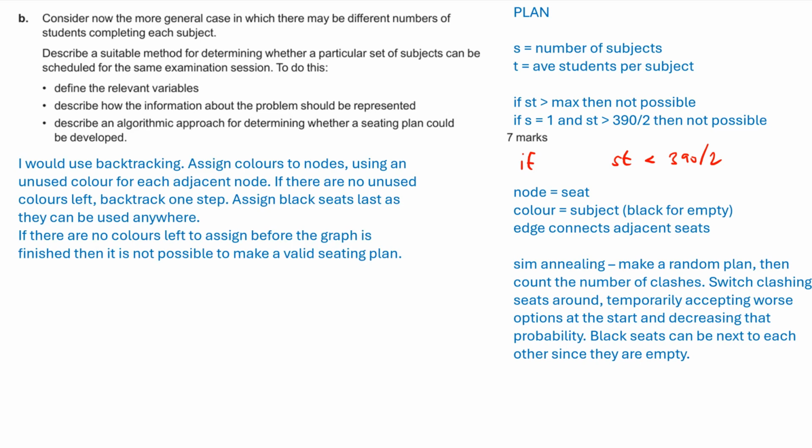So I decided in the end, in my final answer, I would use all this stuff. So I'd probably get rid of that. I would include this and I'd probably just scratch that out. This is not exactly an essay writing course, so as long as all the ideas are there, it doesn't matter that we've been a bit casual with our English. So I would use backtracking, and then I've tried to describe exactly how I would use backtracking. And as always, I've described, well, how will I know the answer? I will know that if there are no colours left to assign before the graph is finished, then it's not possible to make a valid seating plan.